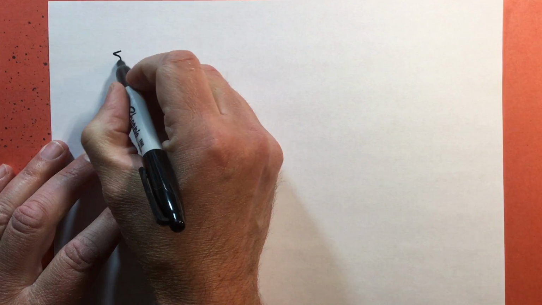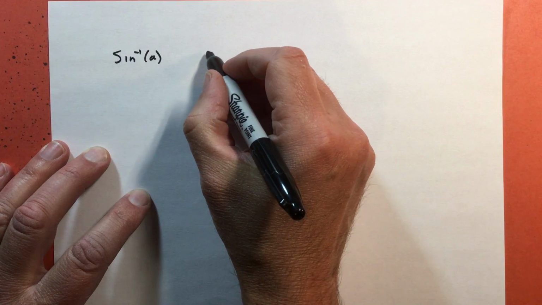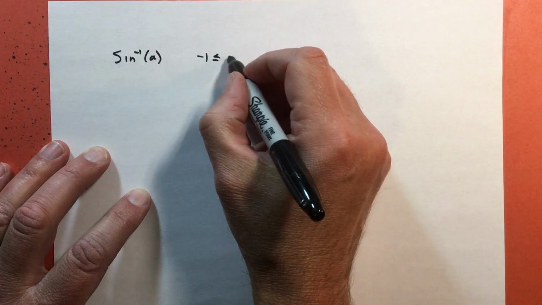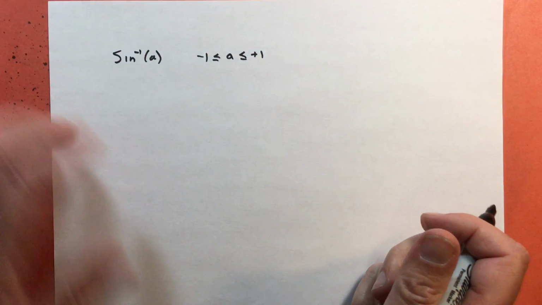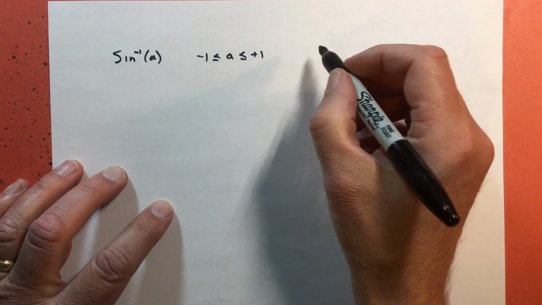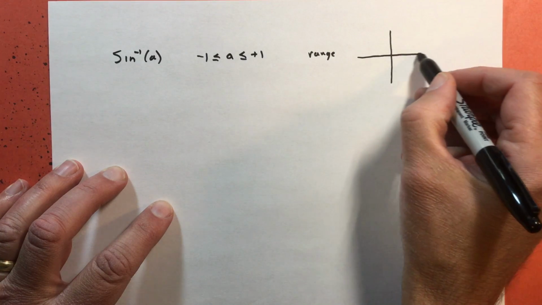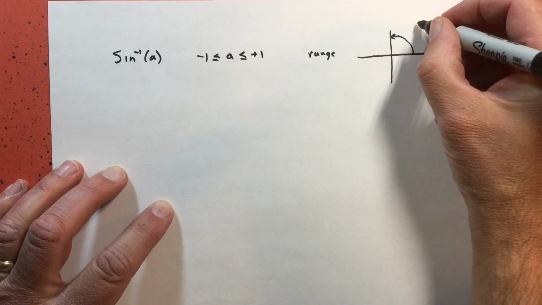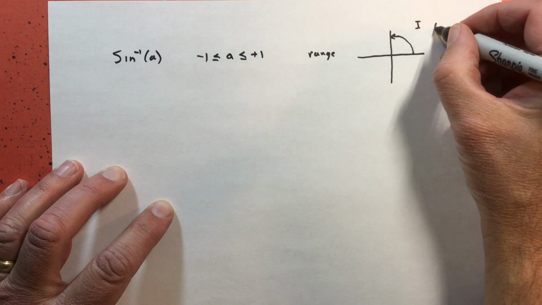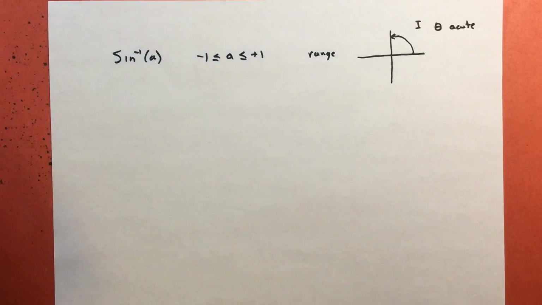Okay? So, for sine inverse of A, I already know that the domain is going to be -1 less than A less than +1. That's what we just talked about right here. What you're going to get back for the range, I'll draw a unit circle. If A is positive, it's going to be in quadrant 1. And theta is going to be acute. Okay, that makes perfect sense.